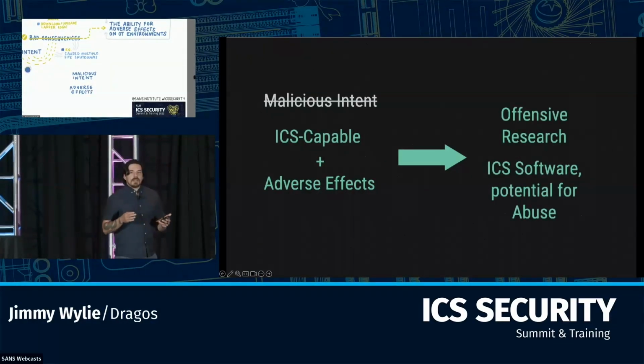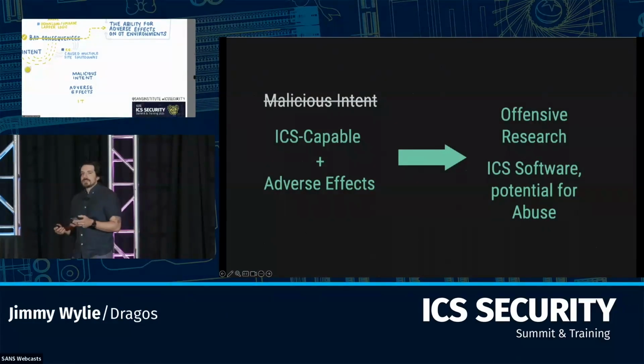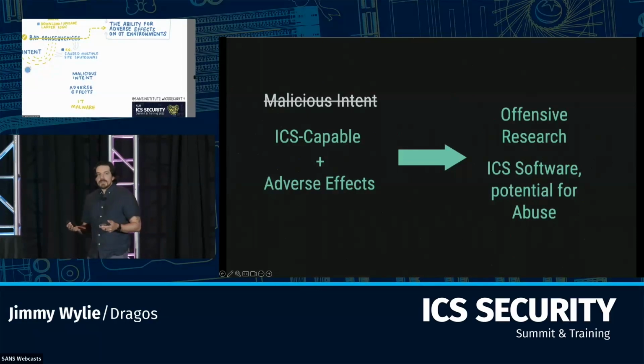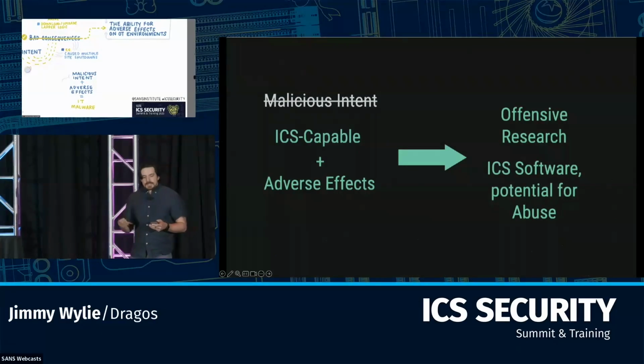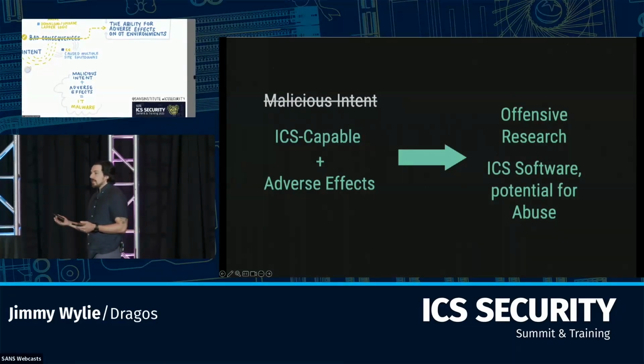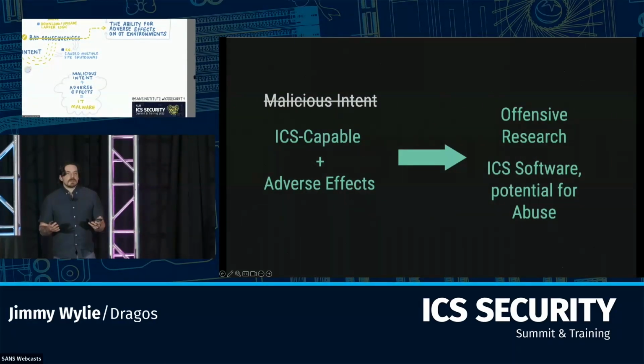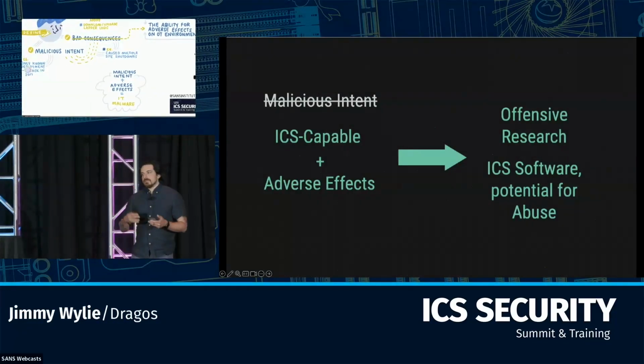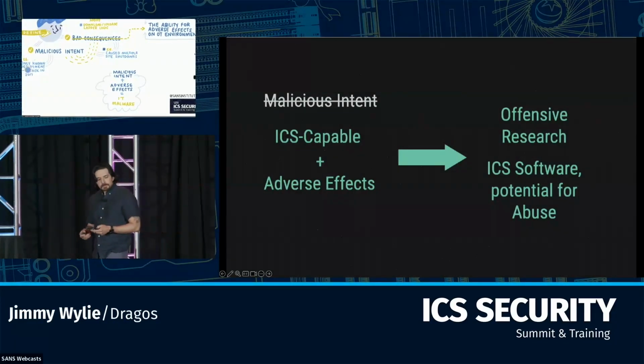Now, malicious intent, we covered this. This is going to exclude our red team tools, our offensive research, right? Tools designed to help defenders may look like malware, but without evidence of malicious intent, we're not going to consider them. And this fits with our previous assessments of things like COSMICENERGY, IoT exploit tool, and some other things that we've looked at. So if something is ICS capable and can also cause adverse effects, it's probably some kind of offensive research, maybe ICS software with the potential for abuse and other kinds of red team tools.